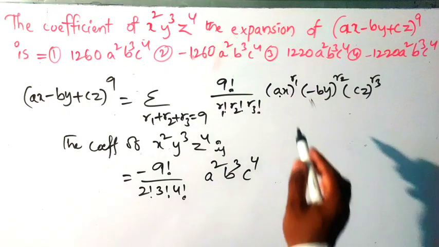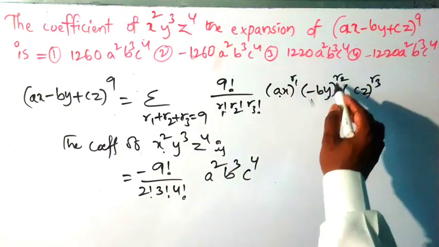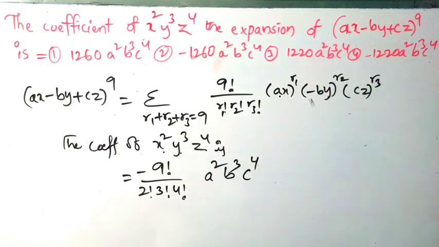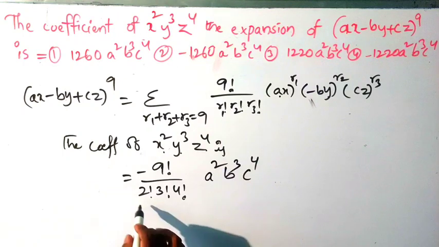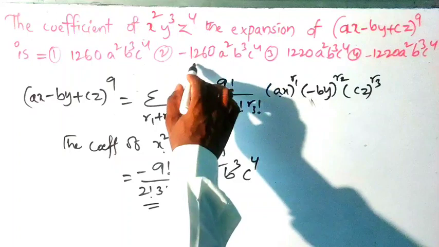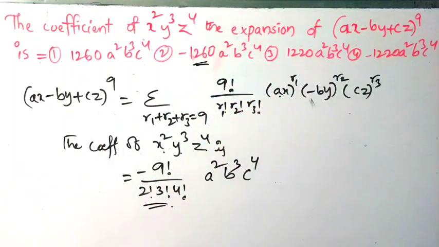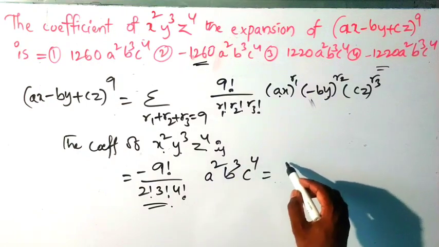How to get here? x square y cube z power of 4, r1 equals 2, r2 equals 3, r3 equals 4, so a power of 2, b power of 3, c power of 4 we get here. Simply, this value may be equal to either 1260 or 1220. Why? Because the minus sign we got here already. So now simplify that one.